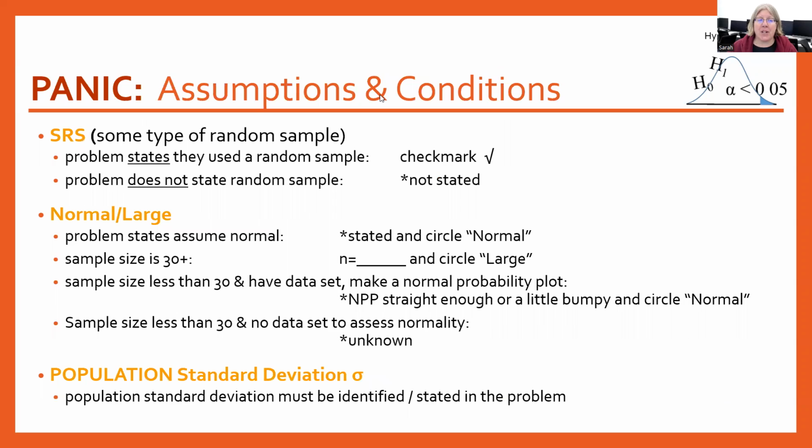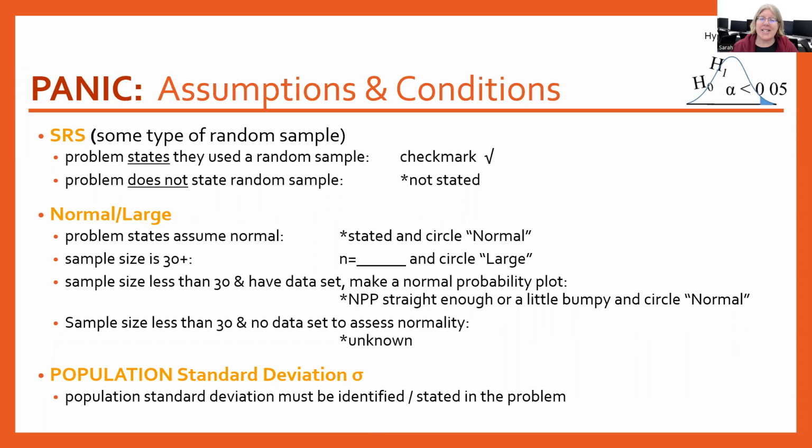All right, so I want to go through these assumptions and conditions again and just how to mark or notate those. So simple random sample, if it's on there, you can put a check mark, you could put stated. If it's not told to you and you don't have a reason to assume it's random, put a little star and put not stated, just like we did in chapter 9 with those experiments. The normal large part, so if the problem states that you can assume it's normal, then you can just circle the word normal and put stated. If the sample size is bigger than 30, then the central limit theorem kicks in. So write the sample size down, n equals 30, and circle the word large.